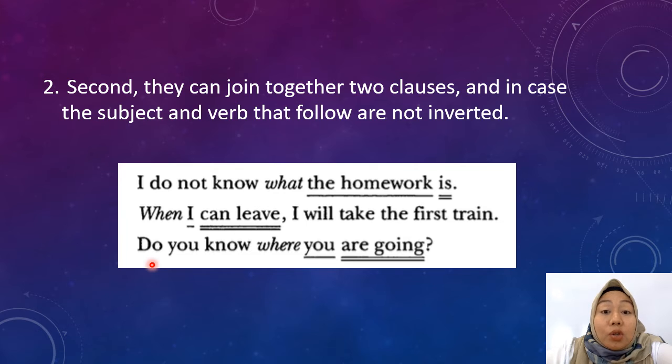Another example here, do you know where you are going? See, the question is, do you know? And where here has a function as the connector, right? So after the connector, you have the subject and the verb. They are not inverted. So you have the inverted subject and verb with question words like what, when, who, where.